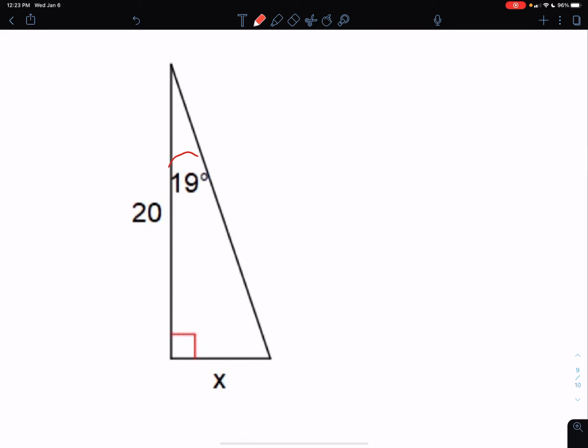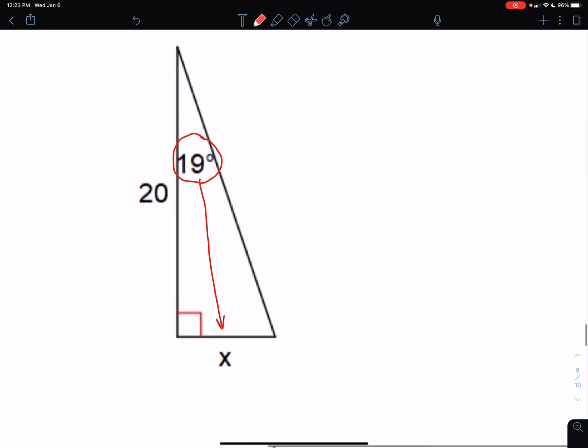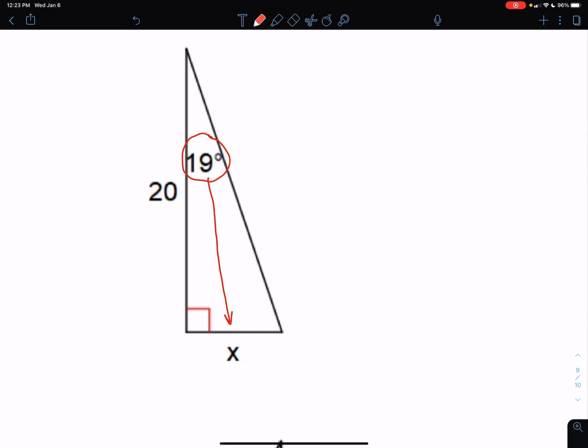So if we were going to do this problem here, I'm circling the 19, and then I am looking across my triangle. When I look across my triangle from the angle that I circle, that's going to be pointing at our opposite side. And so I'm going to put an O there for opposite. And then next, I like to identify our hypotenuse side. That's going to be across the triangle from our 90-degree angle. I'm going to put an H there for hypotenuse. And then finally, our third side, just by process of elimination, is always going to be our adjacent side.